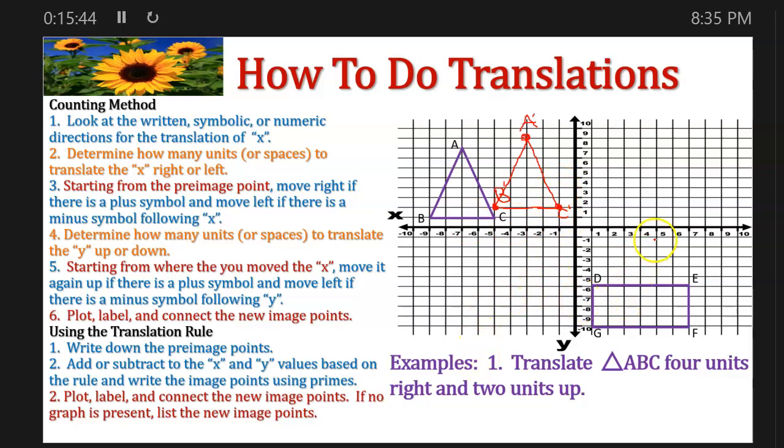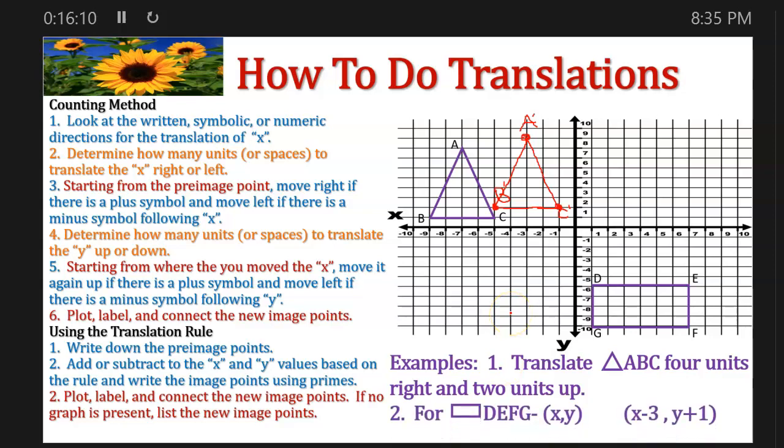Now, for the rectangle D, E, F, and G, we're going to use the second method on how to do translations. The reason I'm showing you two is sometimes they don't give you the graph. Sometimes they just give you a list of coordinate points or ordered pairs. And your job is to come up with the new ordered pairs without using a graph, okay? So there is a way to do that.